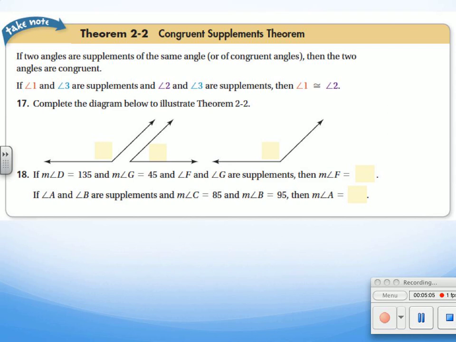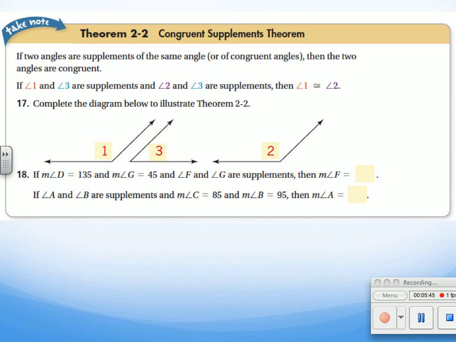Theorem 2-2 is the congruent supplements theorem. If two angles are supplements of the same angle or of congruent angles, then the two angles are congruent. If angle 1 and angle 3 are supplements, and angle 2 and angle 3 are supplements, then angle 1 is congruent to angle 2. So let's look at the diagram below. We're going to label the first angle, angle 1, and it's a supplement with angle 3. And then our last angle, which is congruent to angle 1, is angle 2.